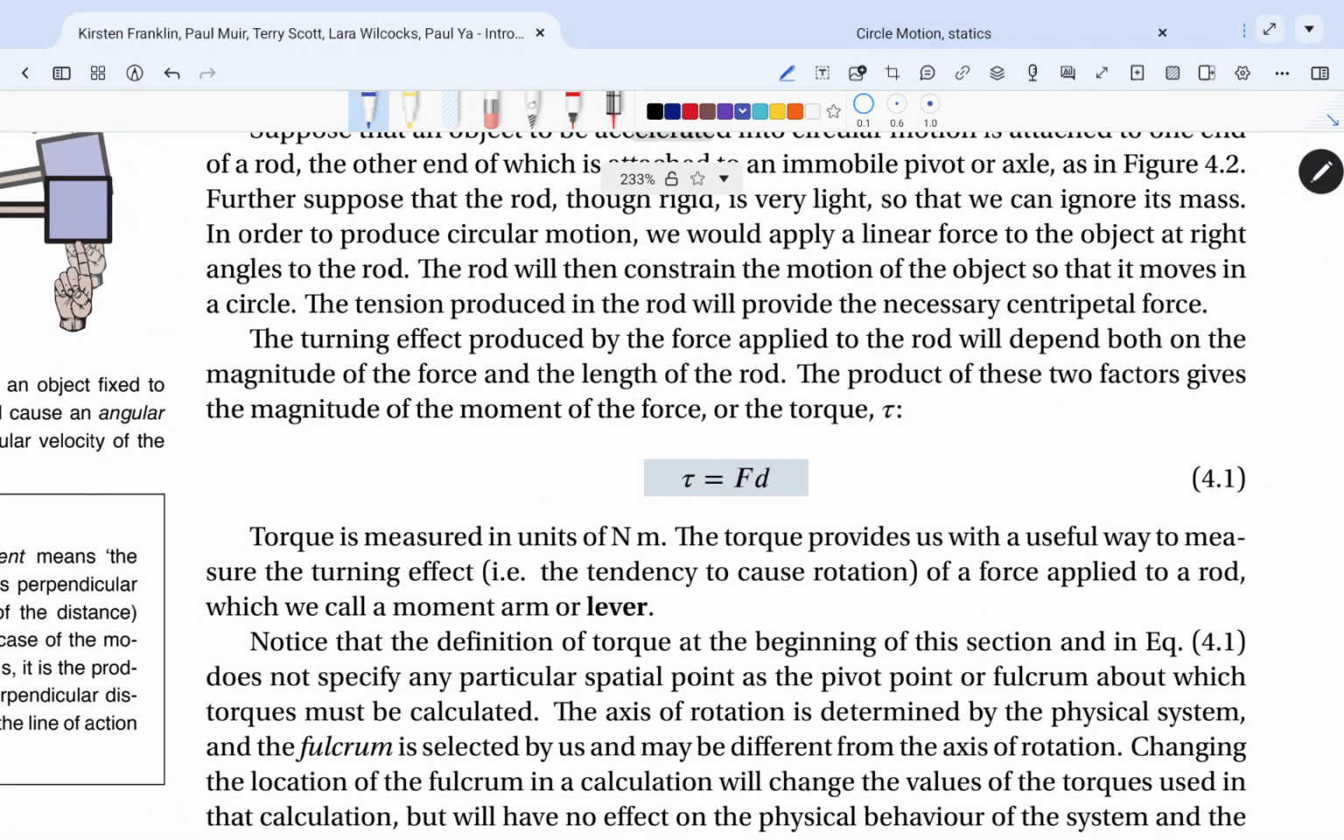The torque provides us with a useful way to measure the turning effect of a force applied to a rod, which we call a moment, arm, or lever. What the heck?